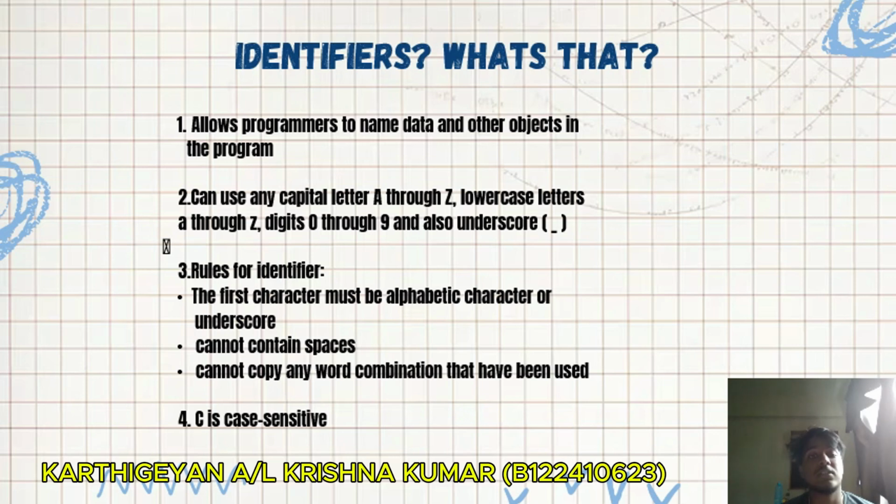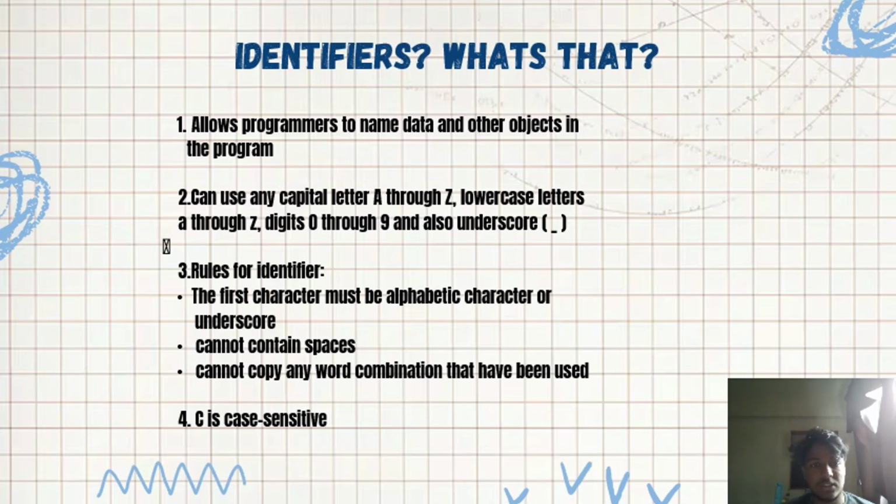Today I'm going to talk about what identifiers are. Some may ask, what are identifiers? They allow programmers to name data and other objects in the program. They can use any capital letters A through Z, lowercase letters a through z, digits 0 through 9, and also underscores.